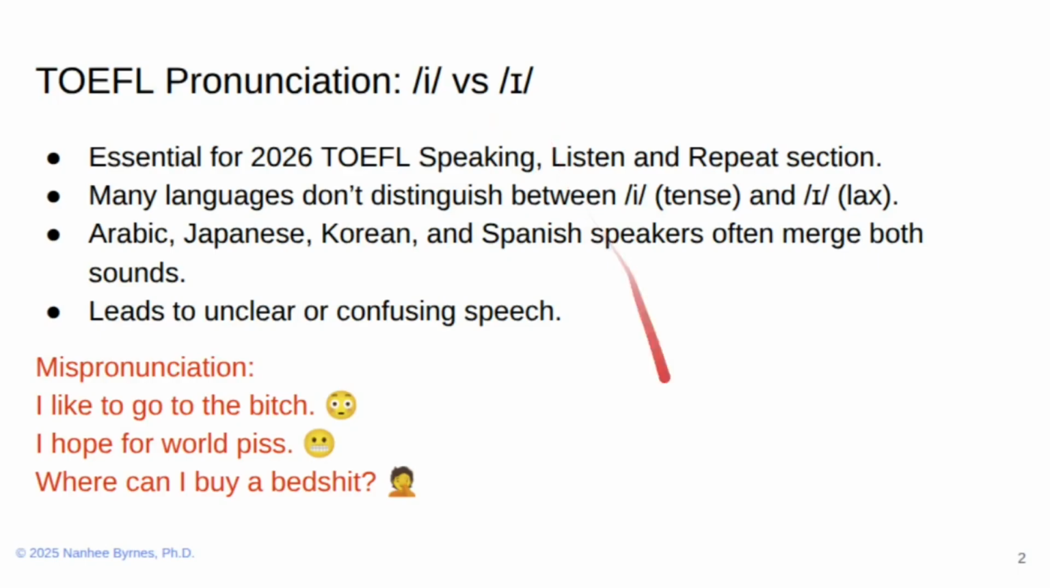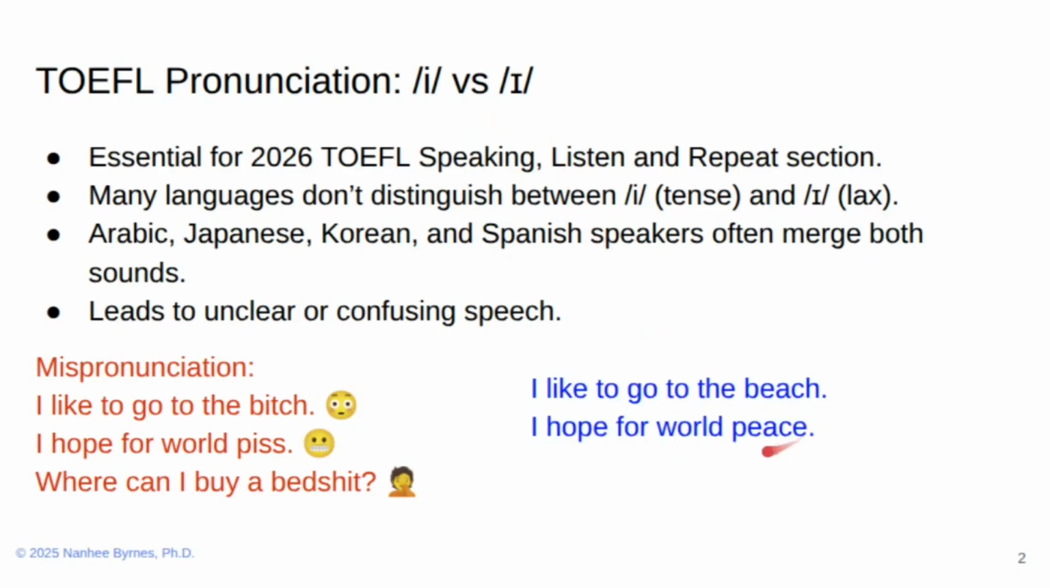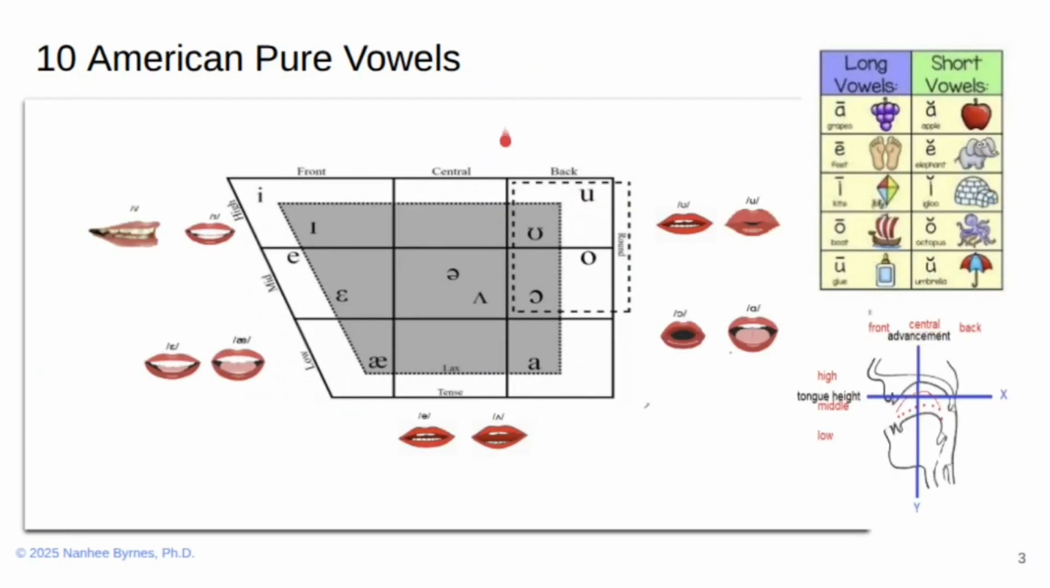The correct versions are, I like to go to the beach. I hope for world peace. Where can I buy a bed sheet? This really shows how important it is to master these two front high vowels, E and I.